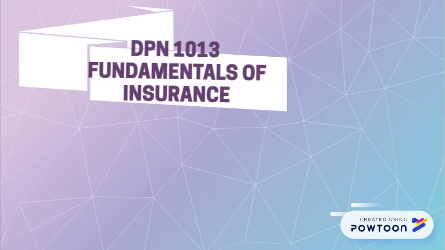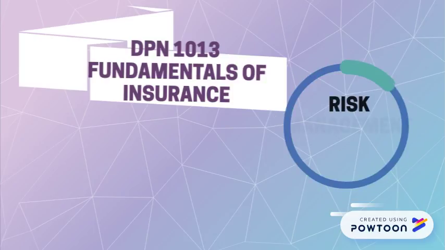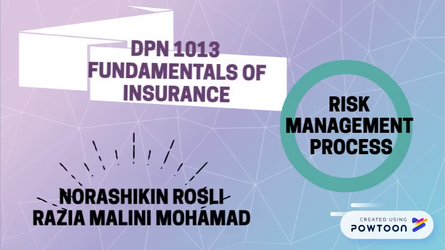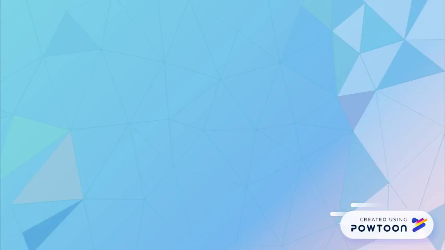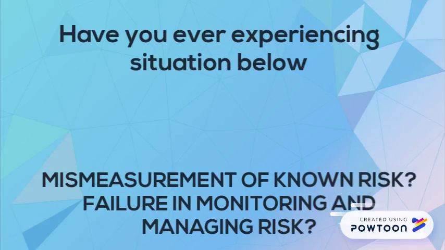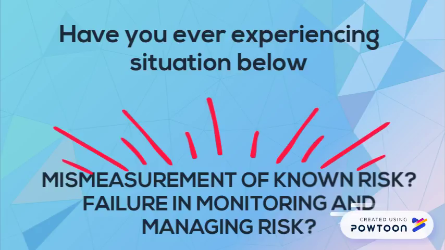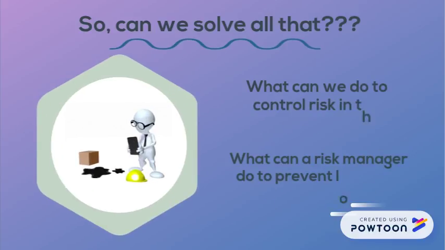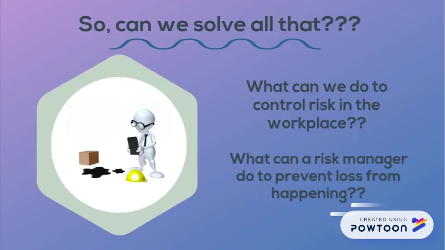Today's lesson is on risk management process. I'm sure you have heard it before, but do you really understand the process? So, have you ever made mistakes in measuring your known risk or failed to monitor your risk? If you know your company has a problem handling the risk, what can you do to solve all that? Can we actually control the risk? And what is the best solution that a risk manager can do to lower the risk?